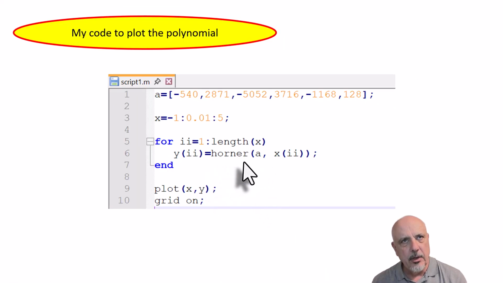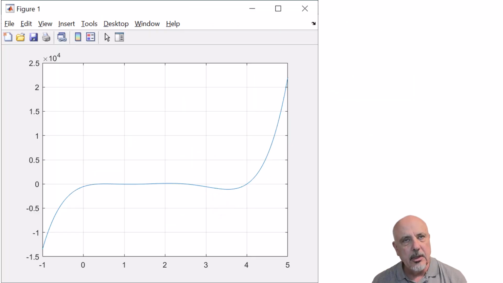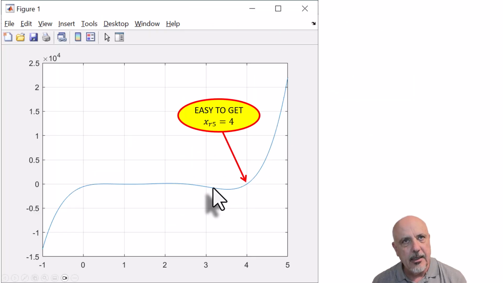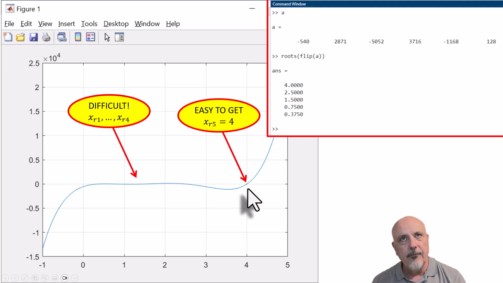So I used the Horner to generate the values of the polynomial for the given x's that I had set up for the particular quintic. And then given all of the x's and all the y's, I plotted it. And let's see what that looked like. Here's what it looked like, and you can see that one of the roots you can see very nicely is 4, and then the other ones are kind of difficult because it's so flat over here and not a lot of variation, but we get that 4 very nicely.